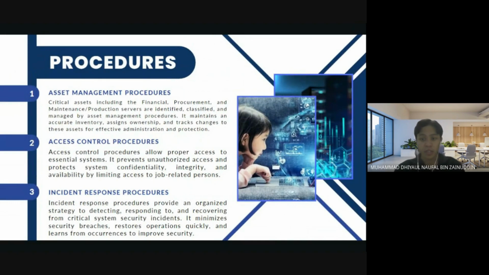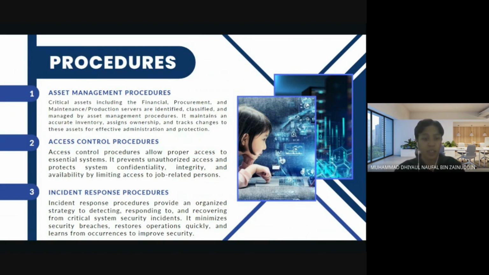So the procedures of the policy. The first one is asset management procedures. So the procedure of this policy is, first, the financial, procurement, and maintenance production servers should be identified and catalogued as part of a regular asset inventory. Second is keep an accurate tally of the servers, their locations, owners, and accountable parties. Third is set up a system to track and approve changes before they are made to the servers. And last one is maintain up-to-date records of asset management by reviewing them frequently.